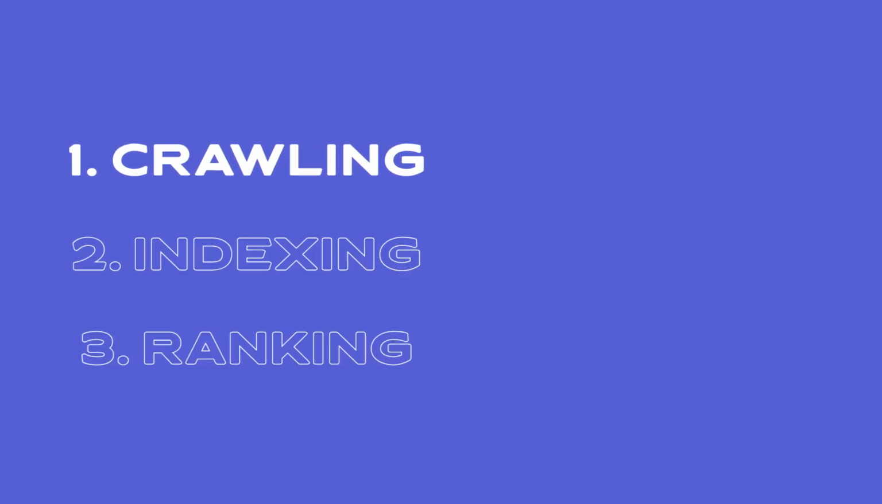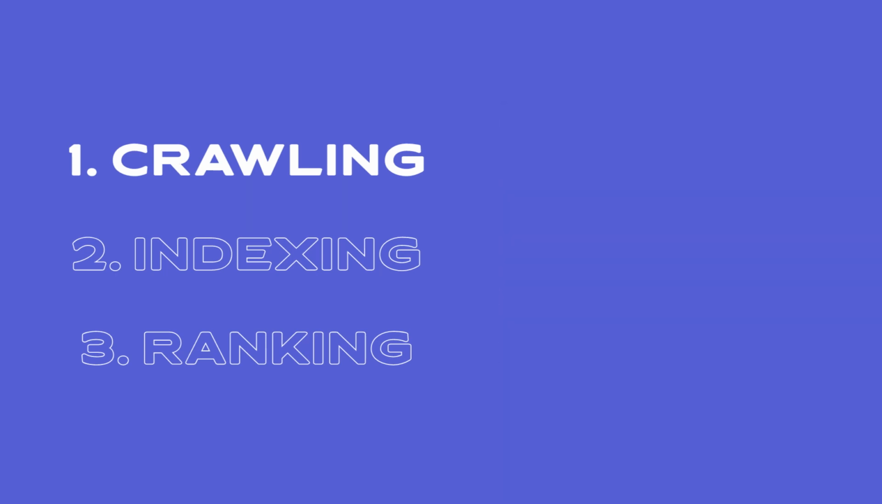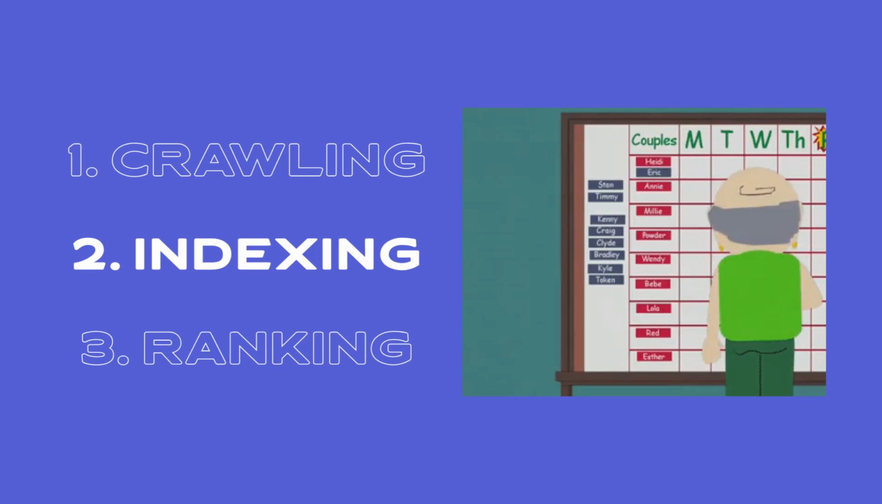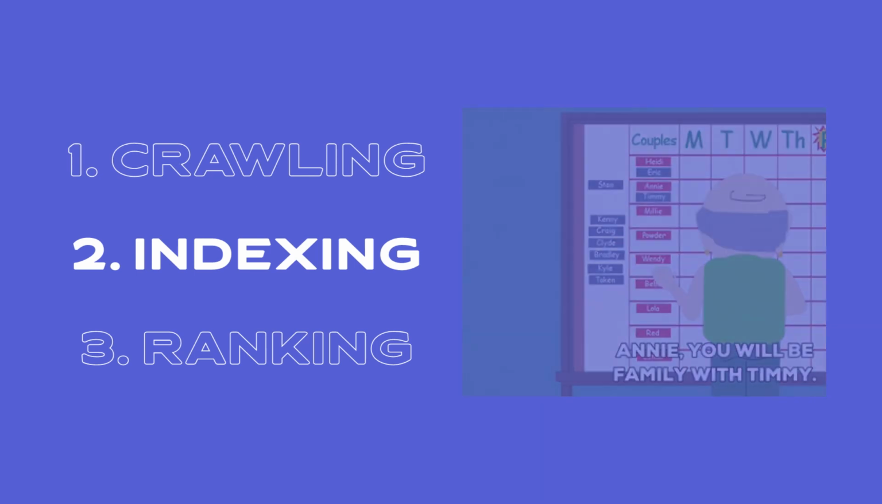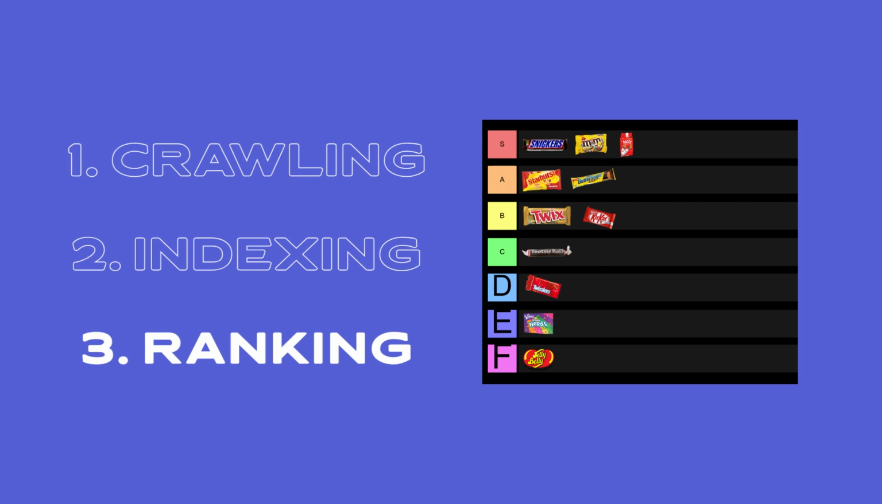First, crawling, where automated software like crawlers or bots examine the content accessible online. Then, indexing, where they classify the content within categories. And lastly, ranking, where they decide what content is most valuable for users and present it ordered.